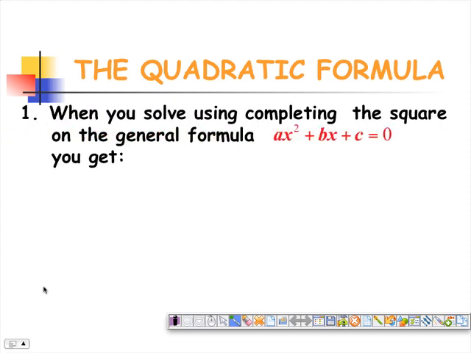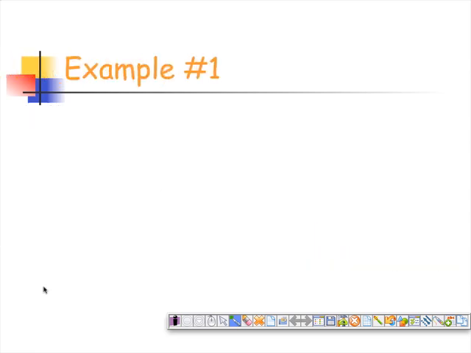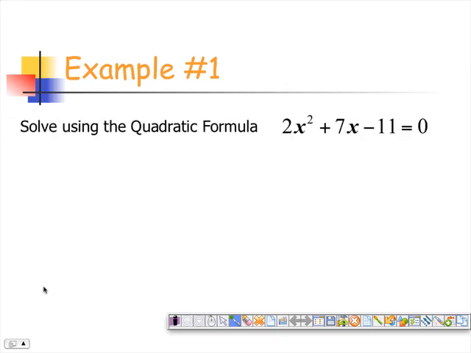Alright, so step 1, make it equal to 0 or you can't find A, B, and C. Step 2, memorize this formula. Negative b plus or minus square root b squared minus 4ac all over 2a. Identify A, B, and C, put it in the formula. So let's use it. Example 1.